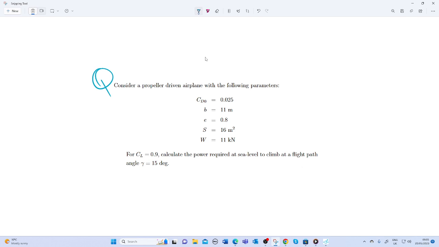Consider a propeller-driven aircraft with the following parameters: the CD0, that is the coefficient of drag at zero lift, 0.025, the wingspan 11 meters, the horsepower efficiency factor 0.8, the wing area S 16 meters squared, the weight of the aircraft 11 kilonewton, the coefficient of lift for the aircraft 0.9, the flight path angle 15 degrees.